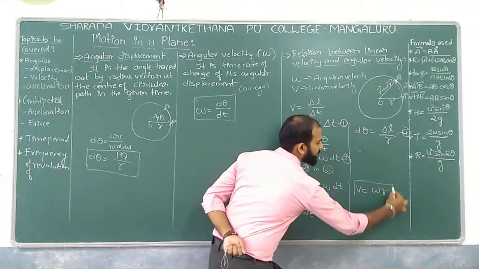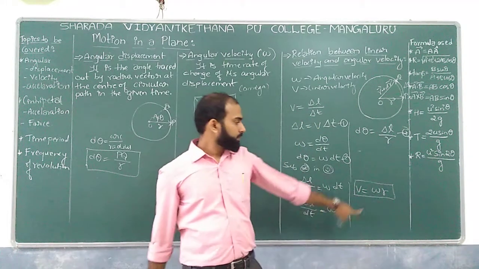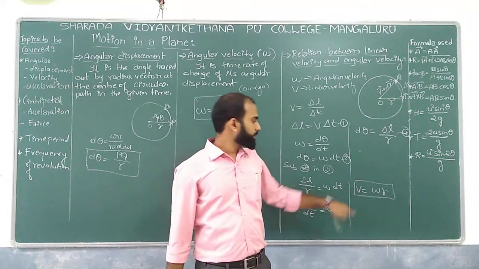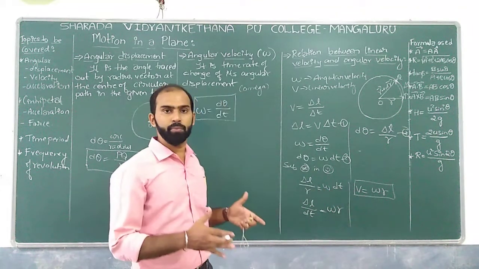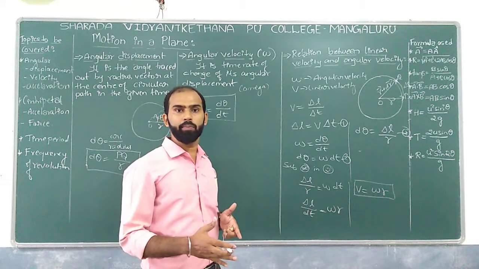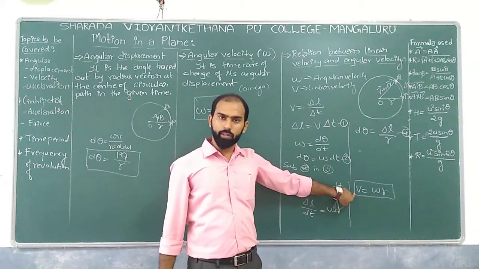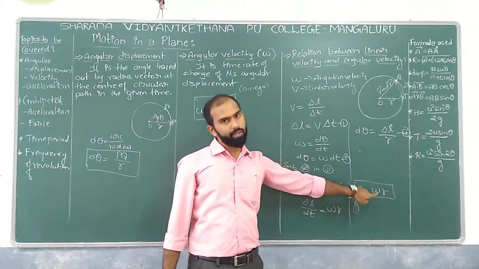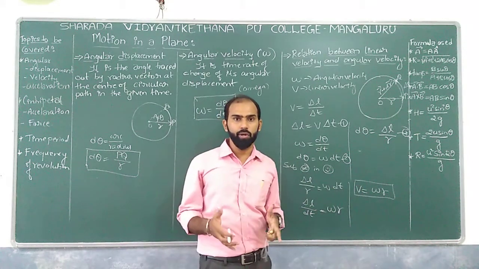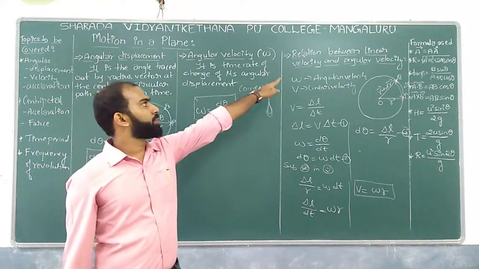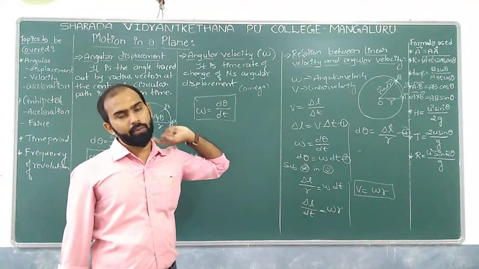So this is the relation between angular velocity with respect to linear velocity. Fine. So this is how exactly we are supposed to get the basic relation between linear velocity and angular velocity, where V is the linear velocity and omega is the angular velocity. So this is the basic definition of the relation between linear velocity as well as angular velocity.